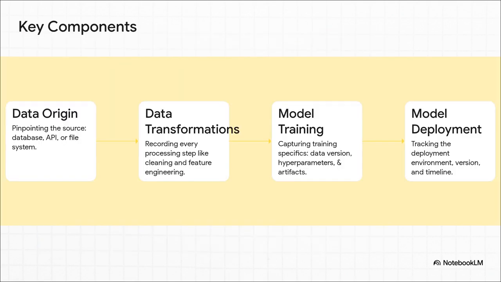And that story really has 4 key chapters. First up, data origin. We need to know exactly where the data came from. Was it a database, an API, a bunch of files? Second, data transformations. We've got to record every single processing step, all the cleaning, the feature engineering, the whole shebang. Third, model training. This is where we capture the specifics: the exact data version, the hyperparameters, the code itself. And finally, number 4, model deployment. Which version is running where? You put these 4 together and you have a complete, totally unambiguous history of everything that happened.